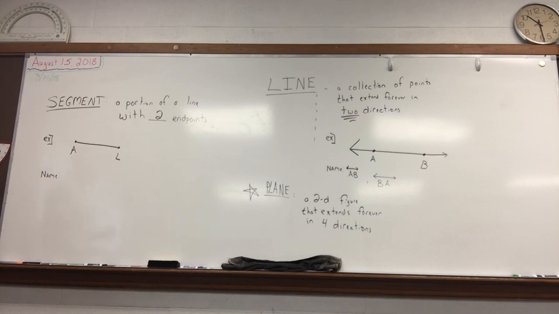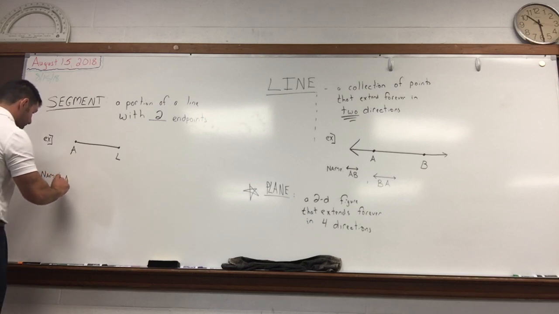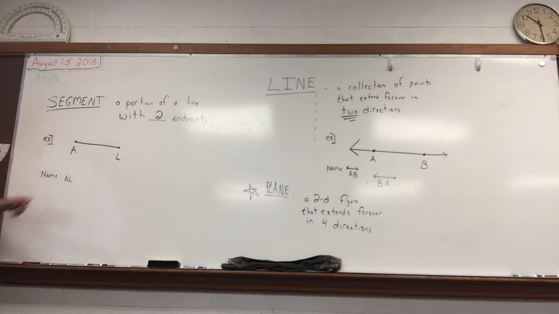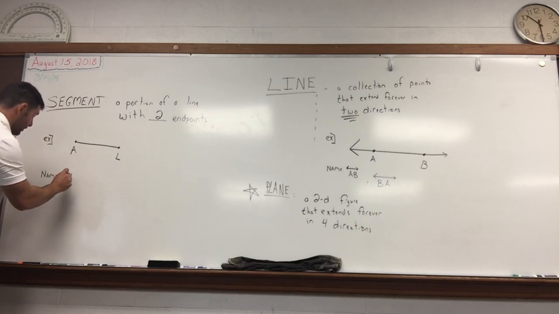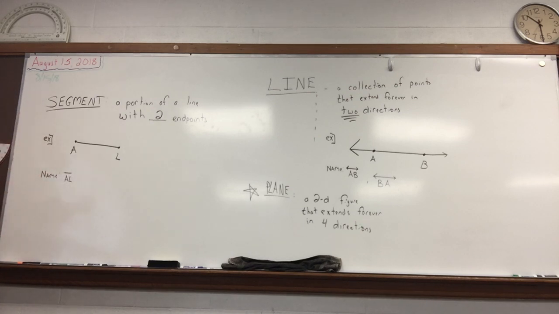Go ahead, Blaze. You would name it an AL segment? It would be segment AL. If I just write AL, is that correct? Yes. No. No. What do I need to do to show that it's a segment? Put a line on top of it. Not a line. A segment? Yeah. All I would be doing is putting this portion of a line, no arrowheads. That shows me that it's stopping at A, going to L, and stopping.